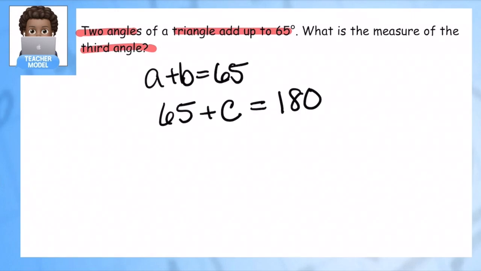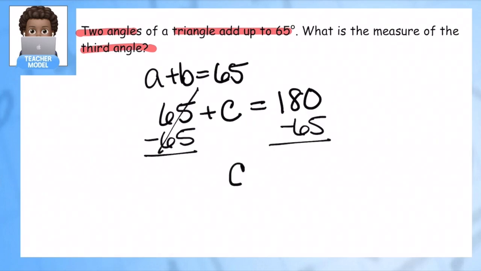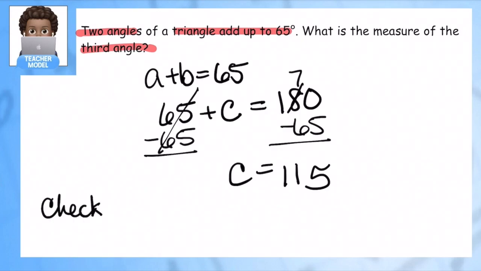All right, this is a one-step equation. C is equal to 115 degrees. We can test it. We can do a check. The two angles make up 65, so all I'd be adding is 65 plus 115. And I still get 180. Hit pause and jot this down into your notes.